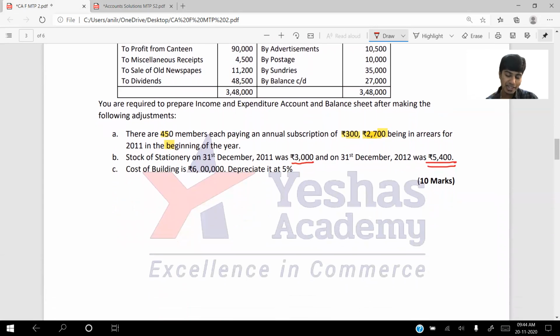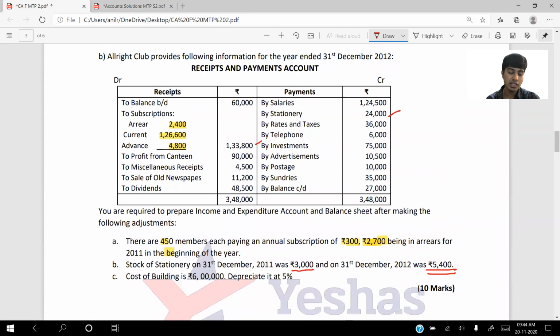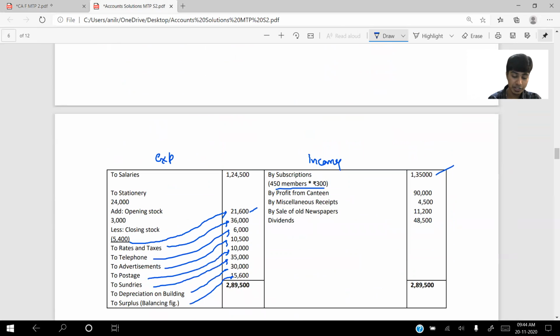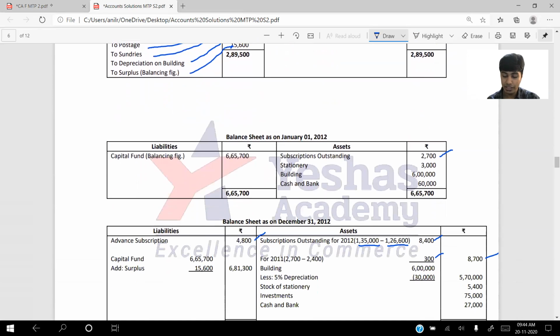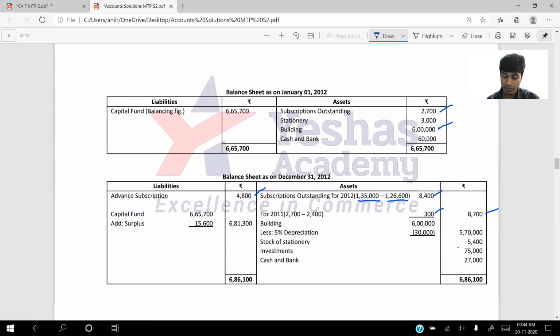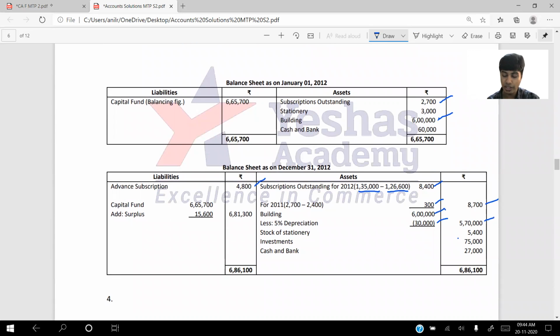Cost of building 6 lakh, depreciation 5%. That's it. 6 lakh minus 5% will be written in the balance sheet. How much is it? 6 lakh into 5%, 30,000 will appear on the income and expenditure side as depreciation. 6 lakh minus 30,000, 5 lakh 70,000 in the balance sheet. 6 lakh in the opening balance sheet, and in the closing balance sheet, 6 lakh minus 30,000, 5 lakh 70,000.